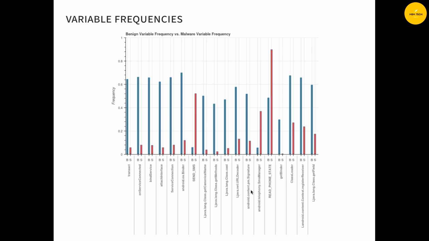You can see that things like transact and onServiceConnected are far more common in benign software, whereas reading the phone state or sending SMS messages is far more common in malware samples. So this indicates that there's a good chance that we can use these properties to differentiate between samples, or for new datasets, and ideally have high accuracy and precision when we come to building a model.